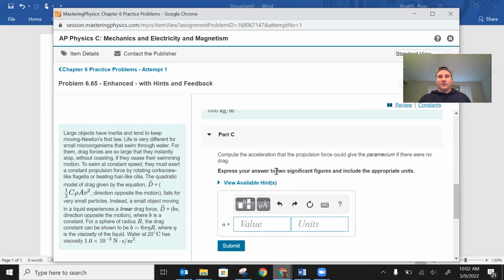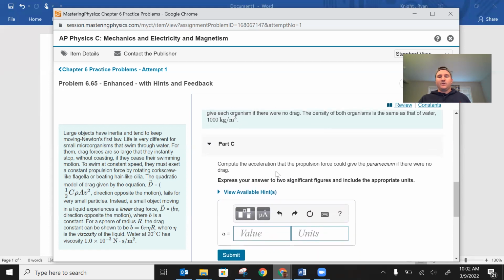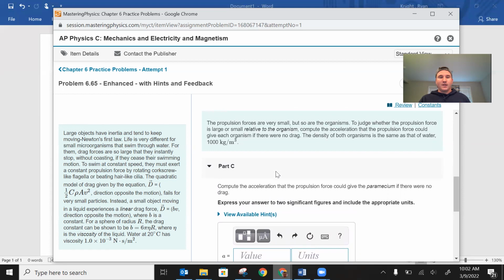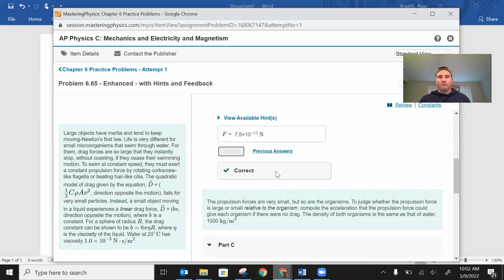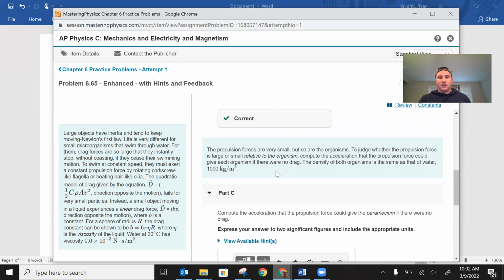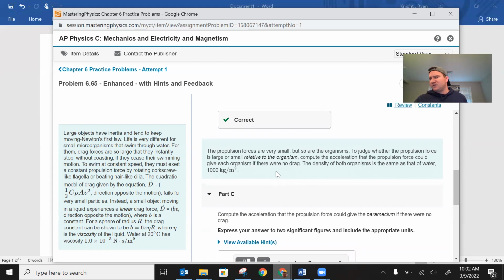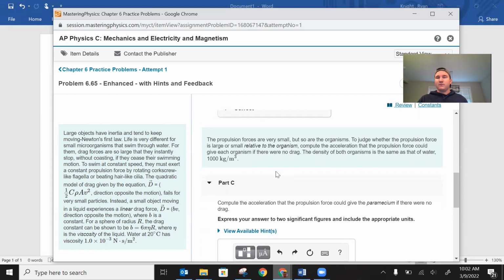Compute the acceleration that the propulsion force could give the paramecium if there were no drag. So we need the mass of a paramecium. Did it give us the mass? It gives us the density. So if we're assuming that they are spherical and we get a density, we just have to multiply by their volume to get a mass. So volume of a sphere is 4/3 pi r cubed. I think that's the volume of a sphere.